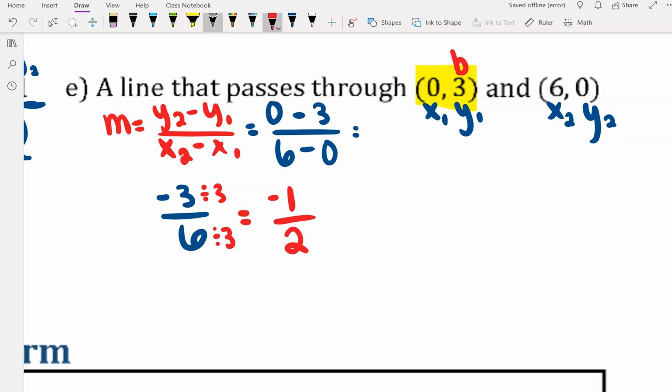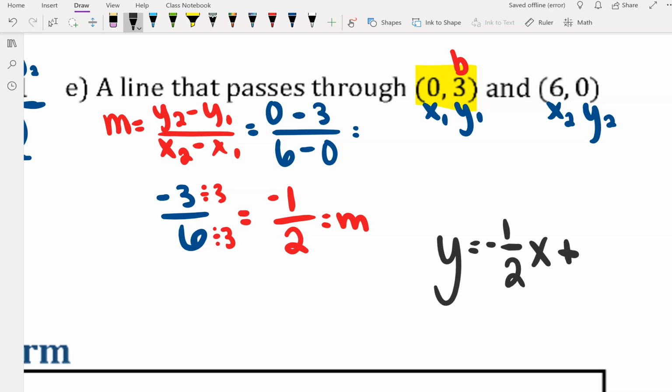So my m ends up being negative 1/2. Now I write that all in y equals mx plus b. y equals negative 1/2 x plus b was 3.